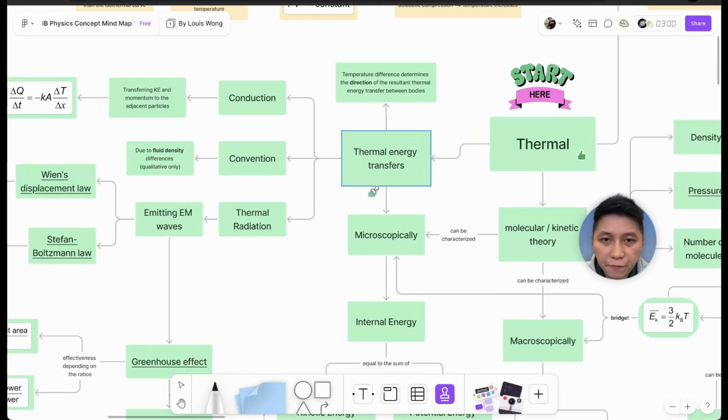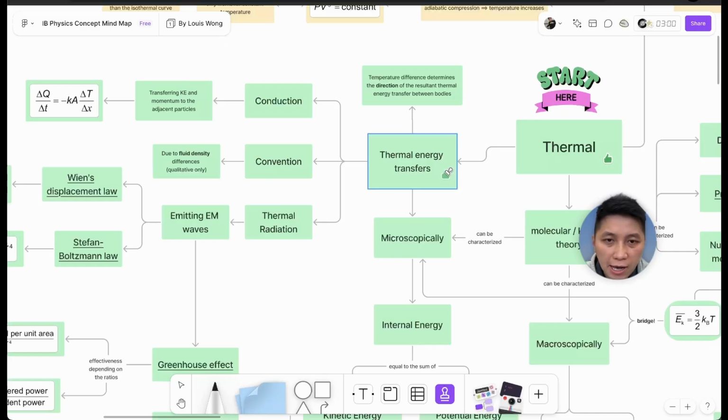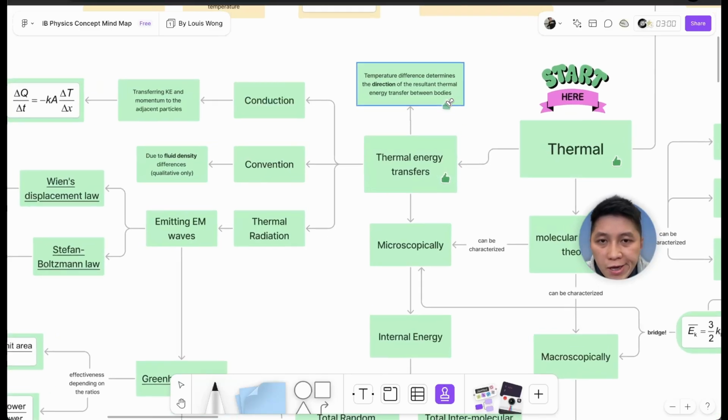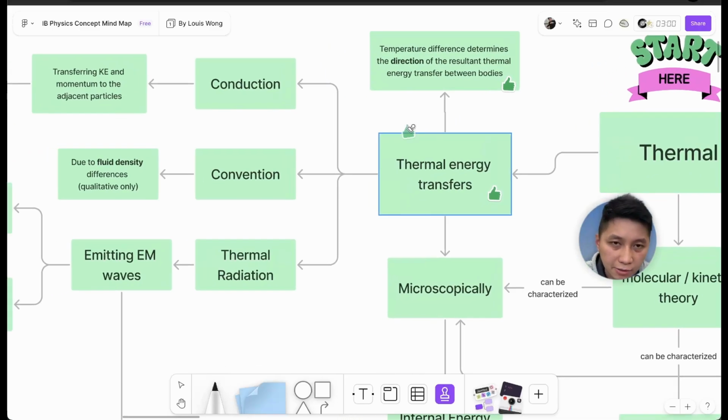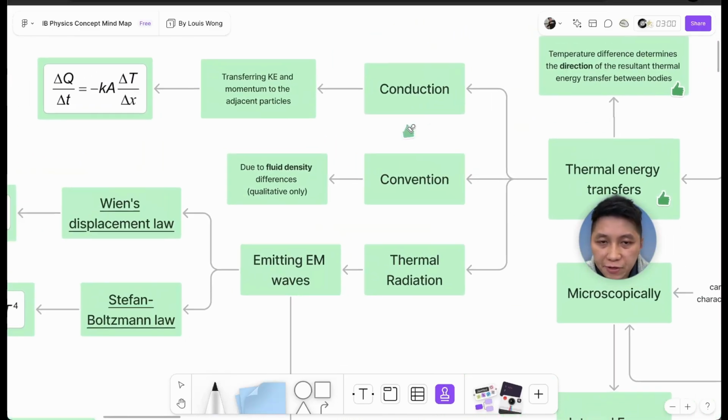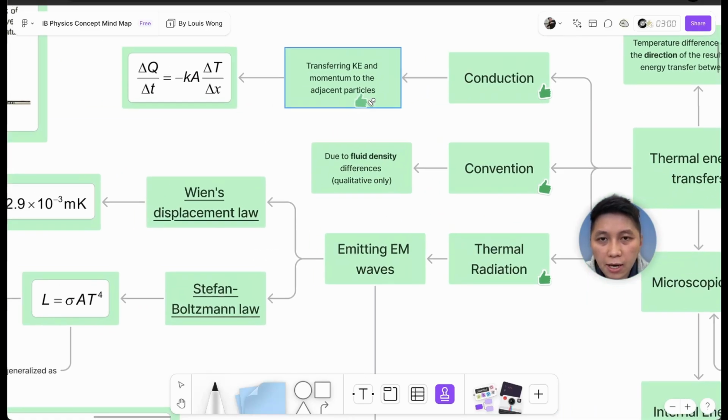And the first thing that we are interested in is how the thermal energy is transferred. It's due to the temperature difference between the two bodies, and that tells us the direction. In terms of the method, I'm sure you all know conduction, convection, radiation. For conduction, it's about transferring KE and momentum to the adjacent particle. So yeah, physically they are in contact with each other.